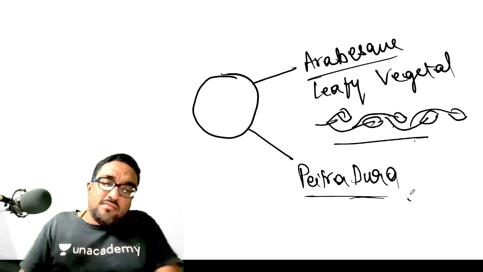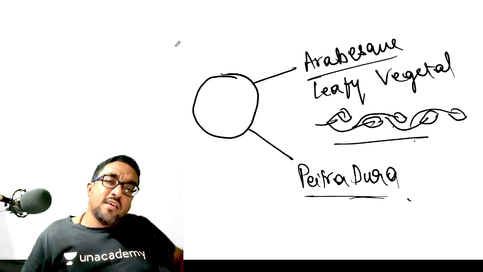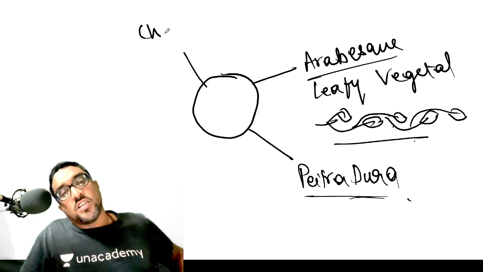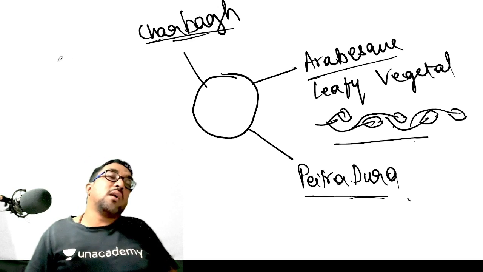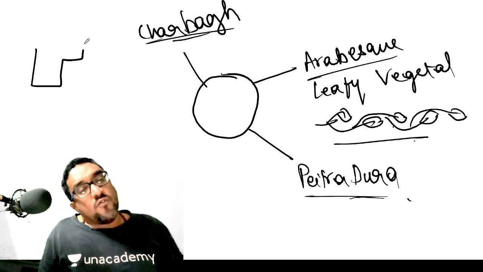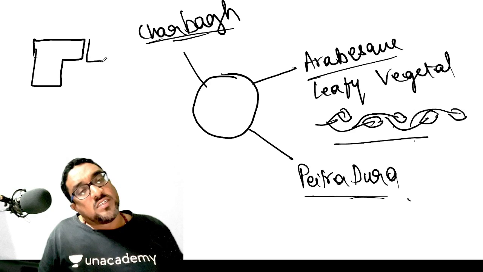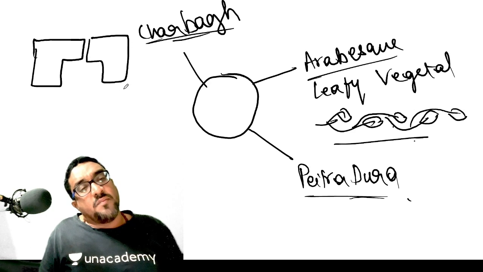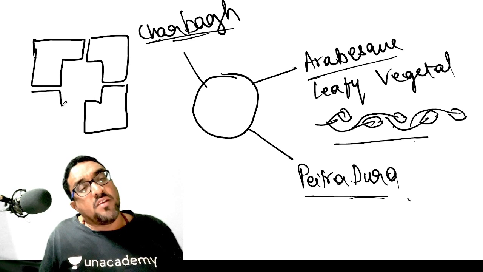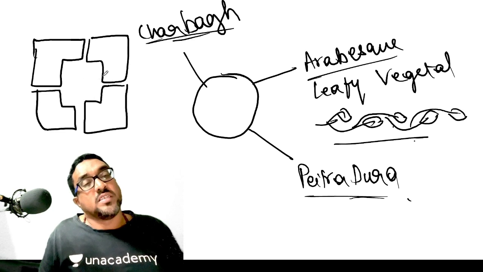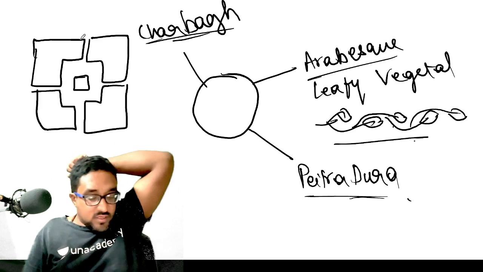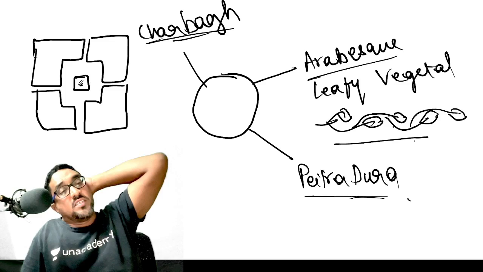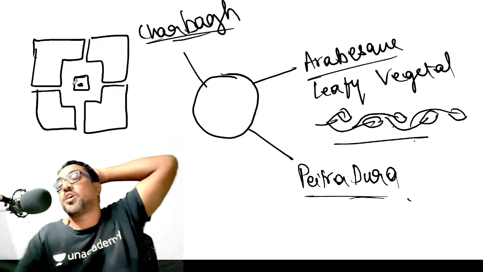Now, Pietra Dura is very visible in Taj Mahal, and Taj Mahal also was constructed in Char Bagh style, with four gardens on the four sides. It's basically an earthly representation of heaven, as seen even in Persian architecture. This is the monument, there are four gardens on four sides, and in the center of the monument Mumtaz and Shah Jahan are buried.